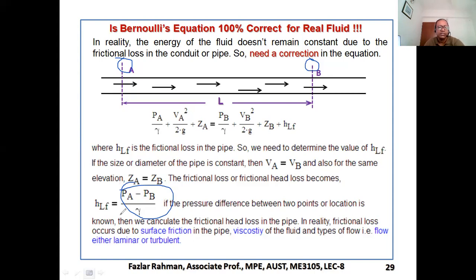And this frictional loss depends on the body of the fluid, that is called the viscosity of the fluid. Then it depends on the surface finishing of the pipe, that means surface friction. Then what type of flow? Is it a laminar flow or turbulent flow? So three criteria will influence your frictional loss. Okay.